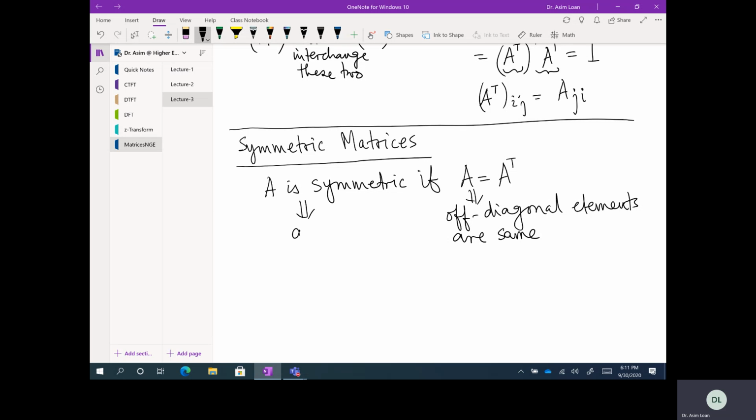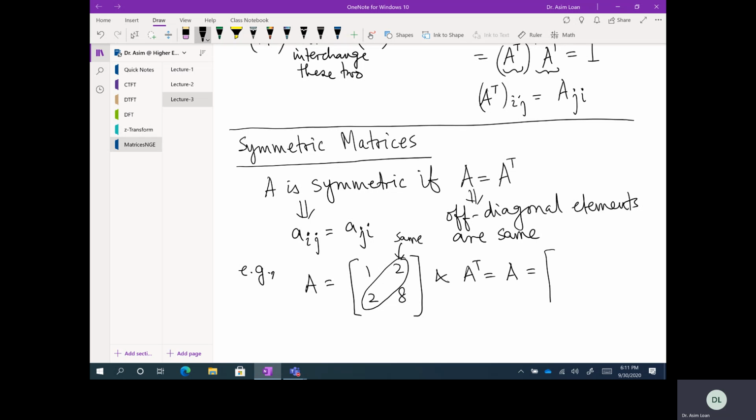Or this implies Aij equals Aji. For example, A equals [1, 2; 2, 8]. These are the same. And A transpose equals A, which is equal to [1, 2; 2, 8].